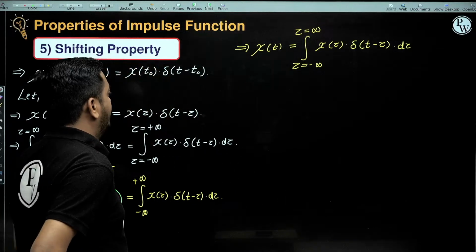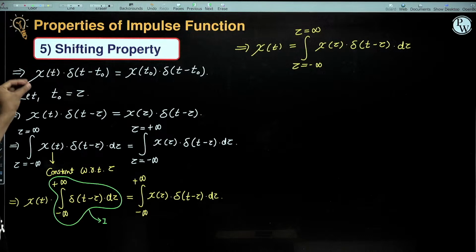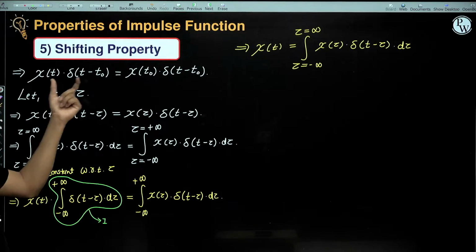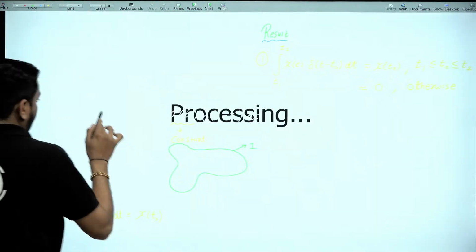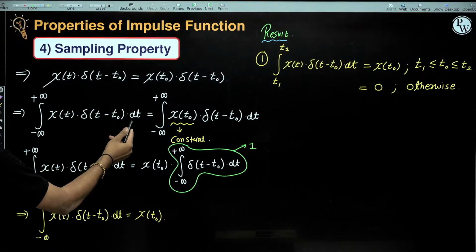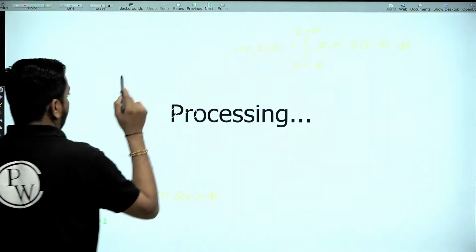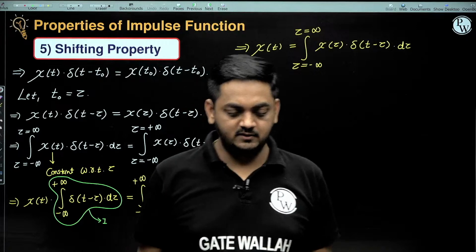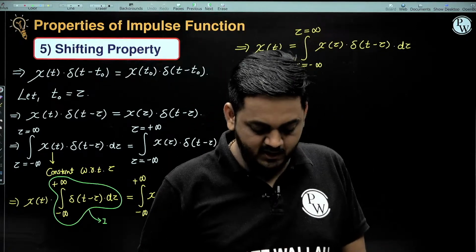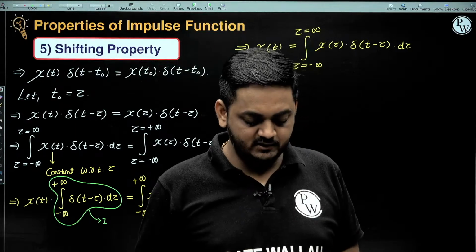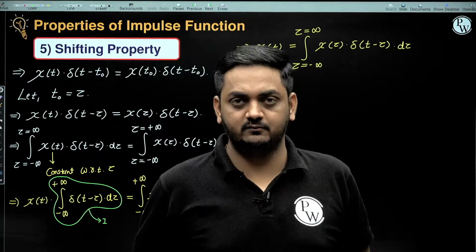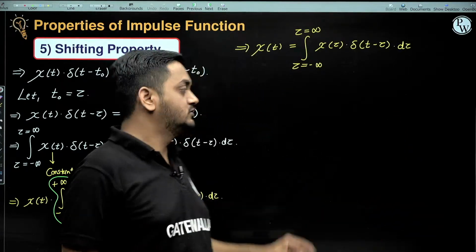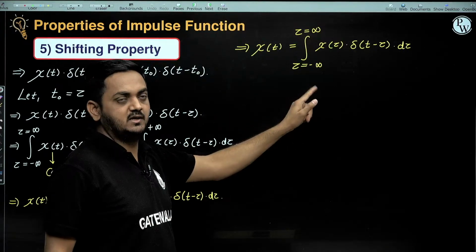It is also derived from the product property, but here we are replacing t naught with tau, and the integration is with respect to tau, whereas in the previous integration it was with respect to t. This is the only change. This is a very important property. We will use this property again while studying continuous time convolution. I will start continuous time convolution from this property only. Remember this thing.